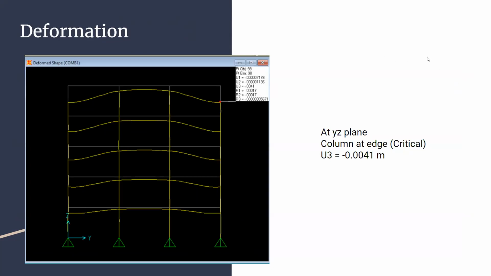For the deformation, we see that the critical plane is the YZ plane. That can be seen in the picture at the edge. The value of deformation UT is minus 0.0041 meter.